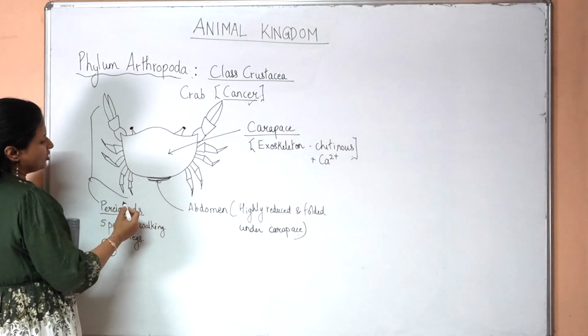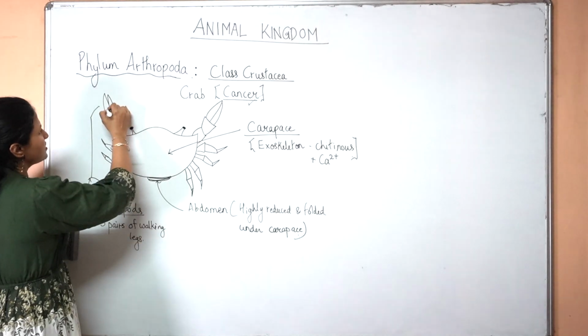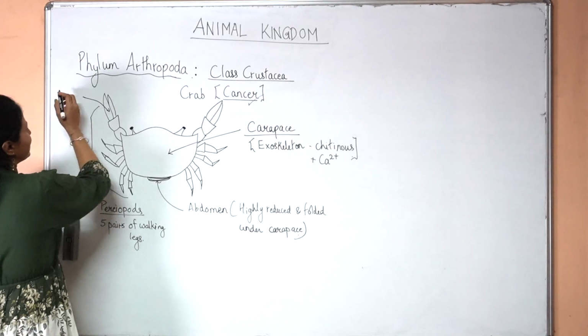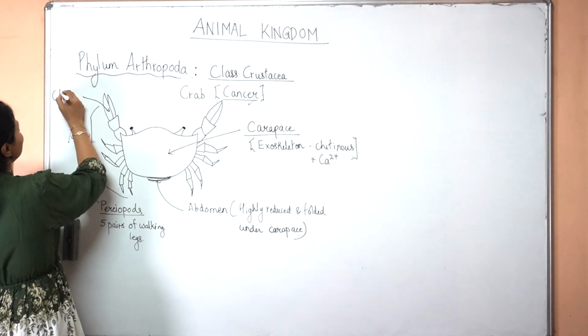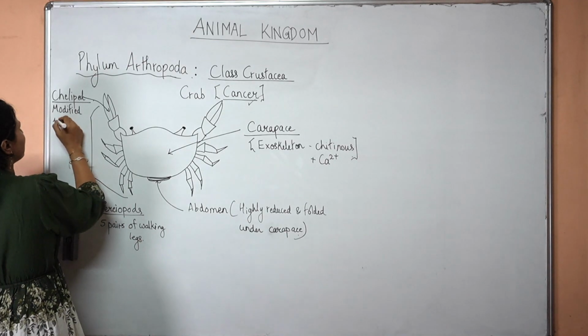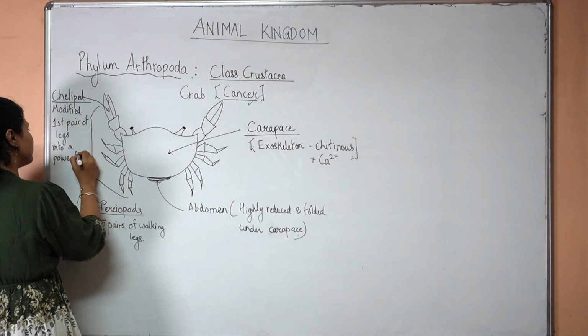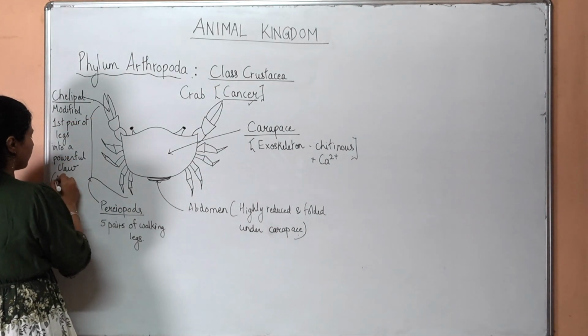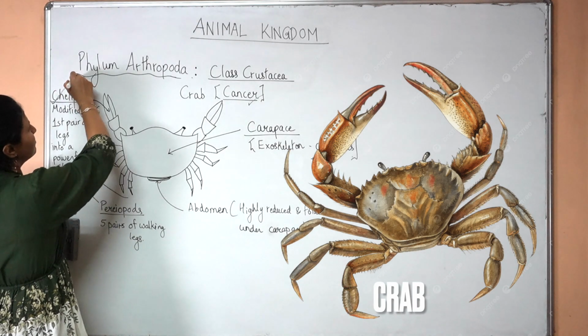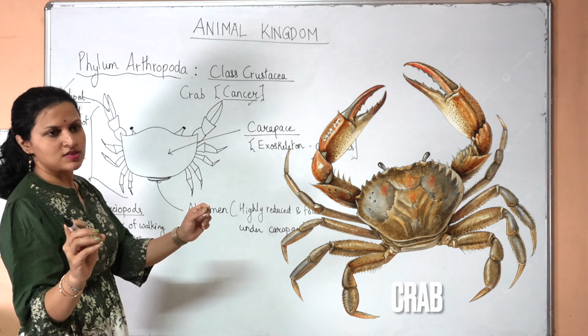Out of the 5 pereopods that the crab has, the first pereopod is modified into a large powerful claw-like structure. This is called a cheliped. Cheliped can be defined as the modified first pair of legs into a powerful claw, and this claw it uses for attack, defense, catching prey, etc. These chelipeds are important. Okay, very prominently seen in case of the crab, isn't it?